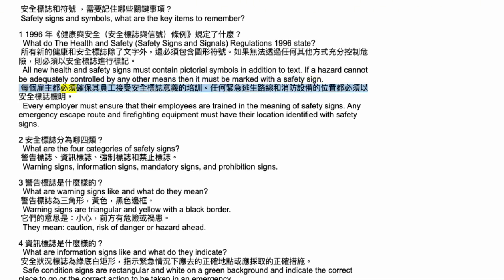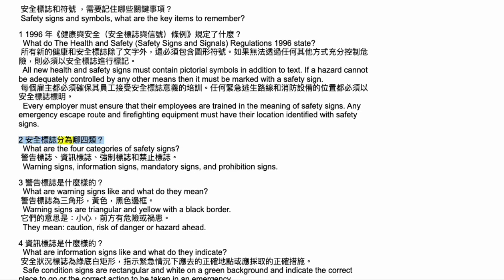Every employer must ensure that their employees are trained in the meaning of safety signs. Any emergency escape route and firefighting equipment must have their location identified with safety signs.